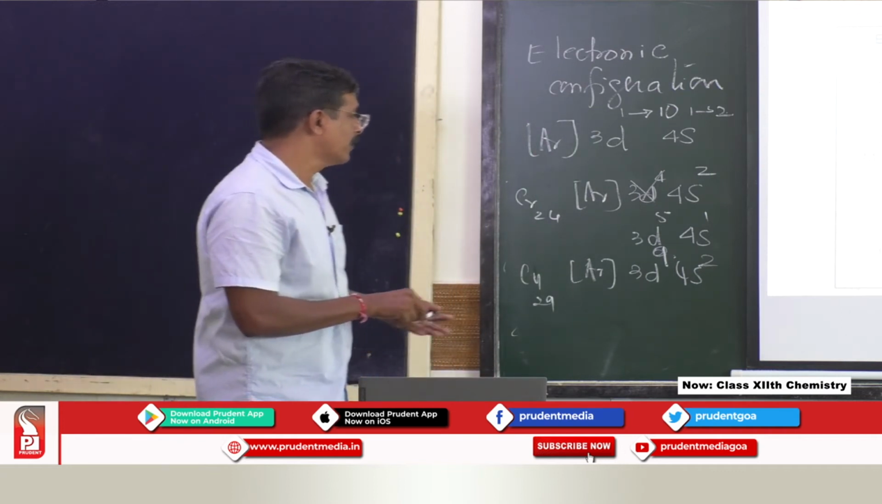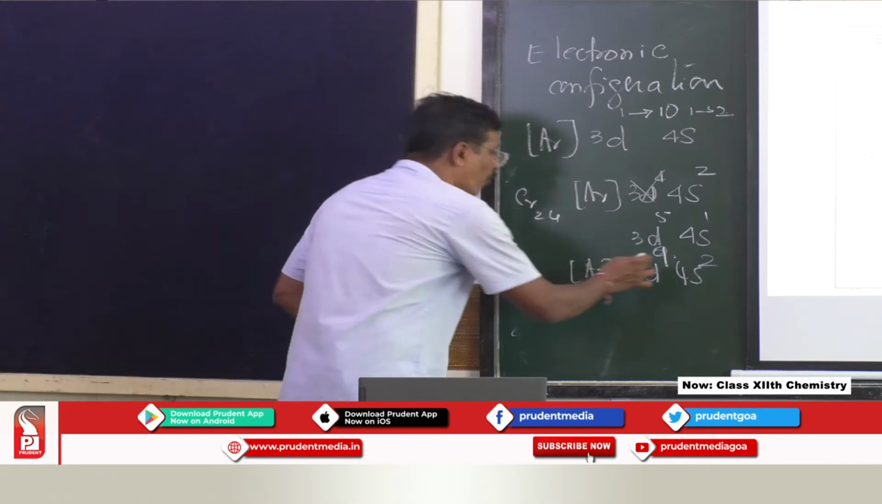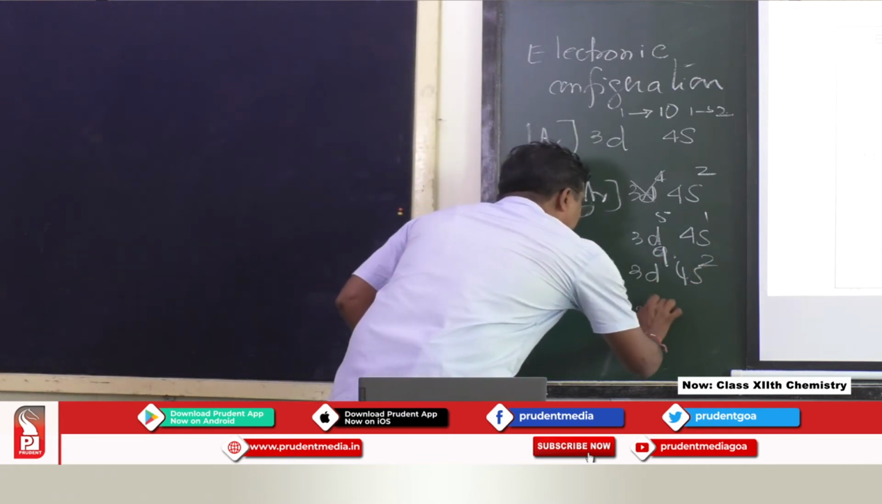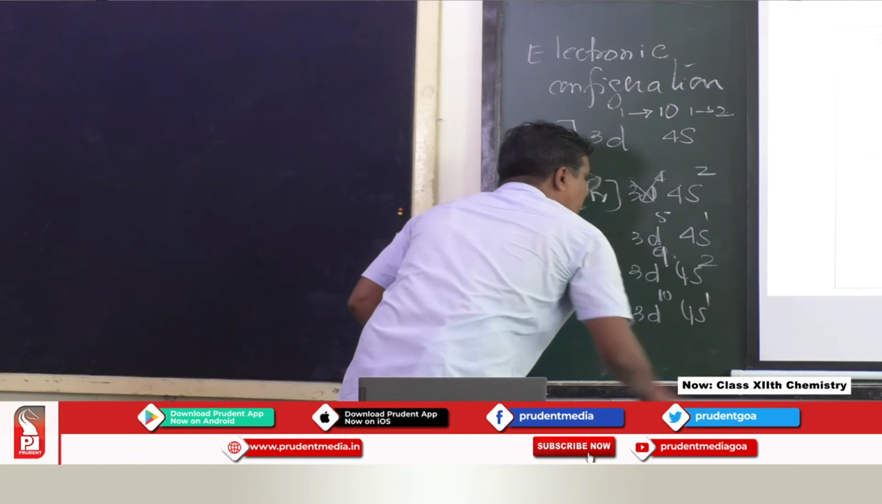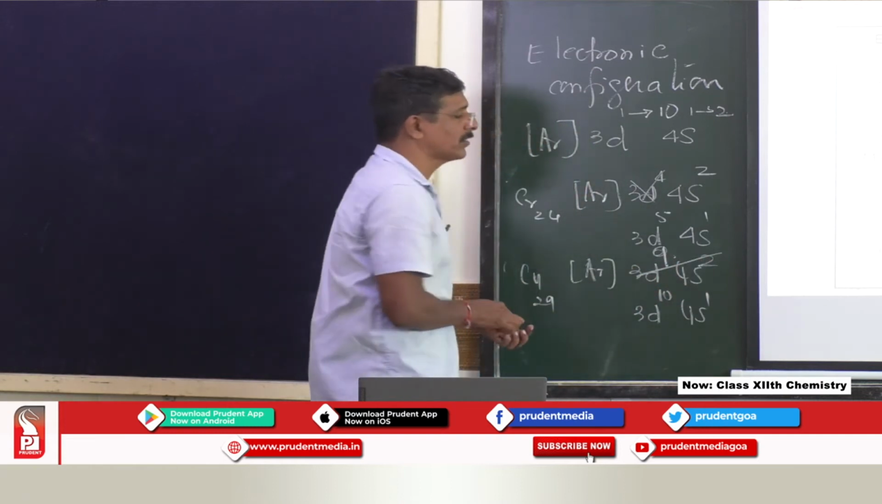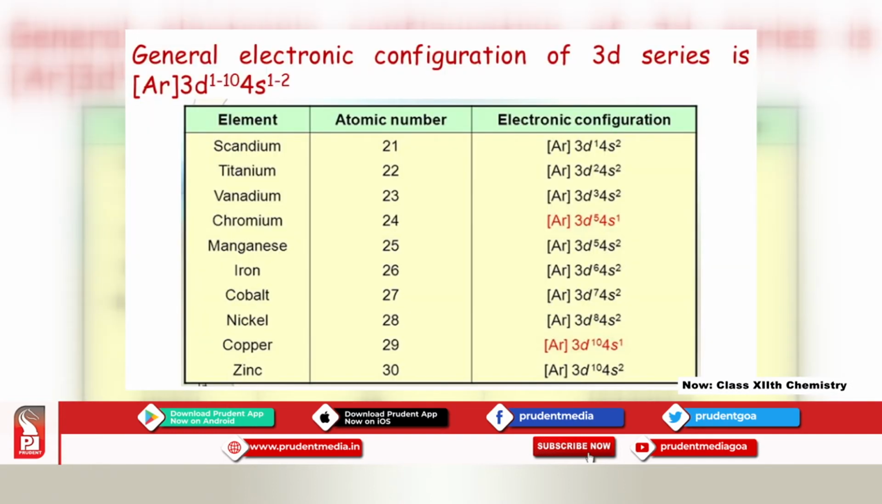What happens? It wants to have a stable electronic configuration. So, one electron comes here and it will become 3d10 and 4s1. This is the correct electronic configuration. That's why it is shown in red color. Copper, having atomic number 29, has argon 3d10 and 4s1.